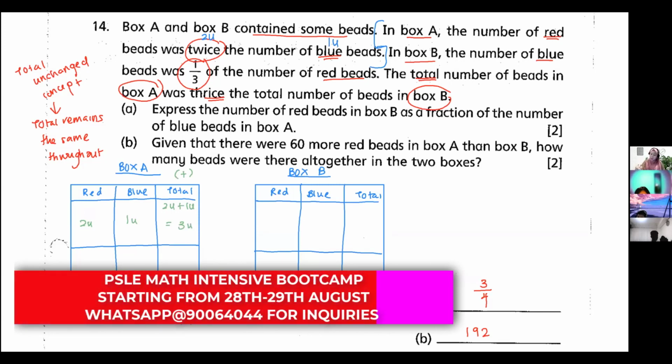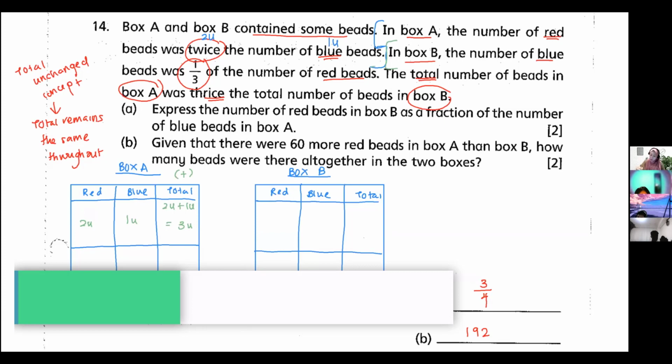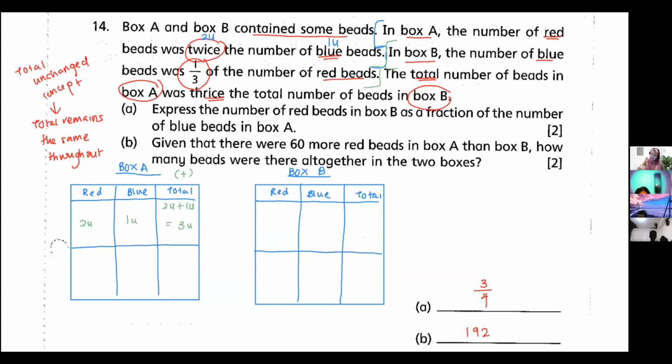Now for box B, the one that I bracket in green. So the number of blue beads was 1 over 3 the number of red beads. This is 1 unit, this is 3 units. You need to know how to read these things, okay? If they give you a sentence such as red was twice as much as blue, you need to know that twice is 2 units and then the other one is 1 unit. If they give you a fraction like 1 over 3, you need to know that 1 unit belongs to which color, then the 3 units belong to which color. So all this information you need to know how to decipher.